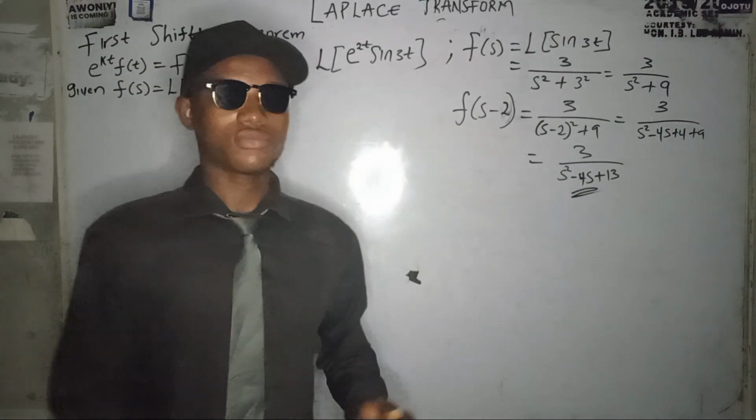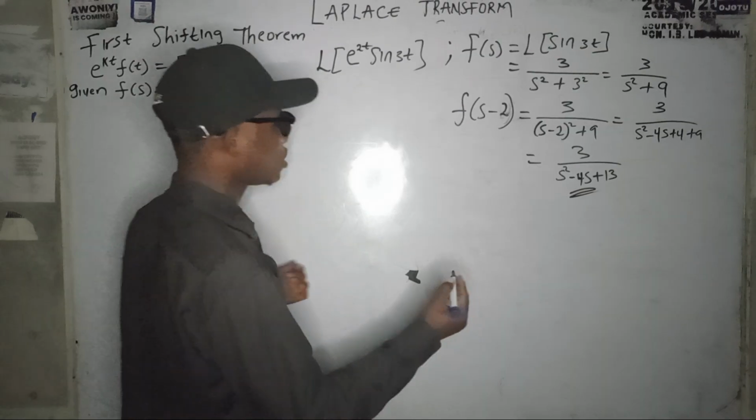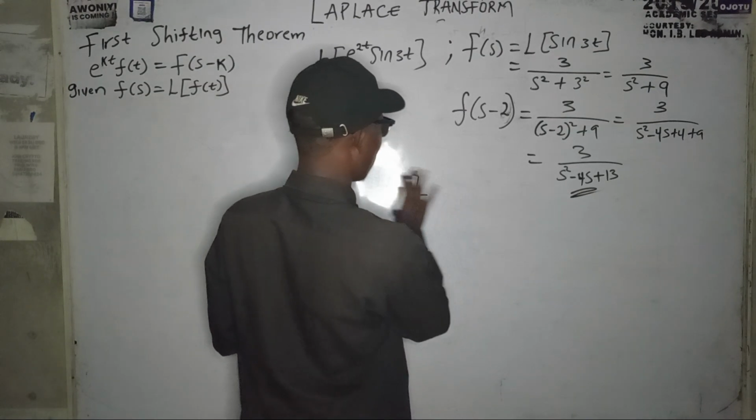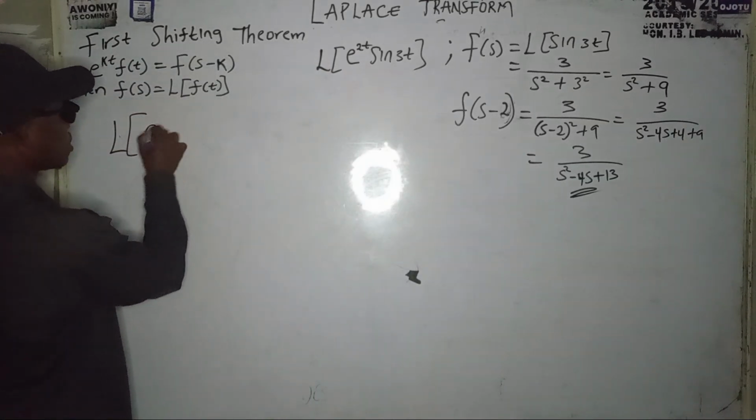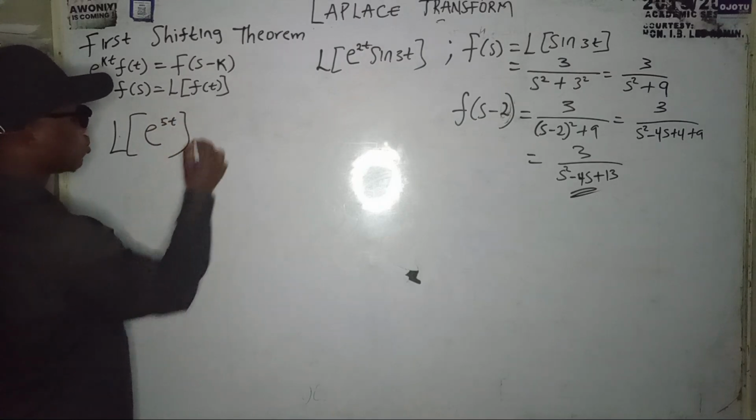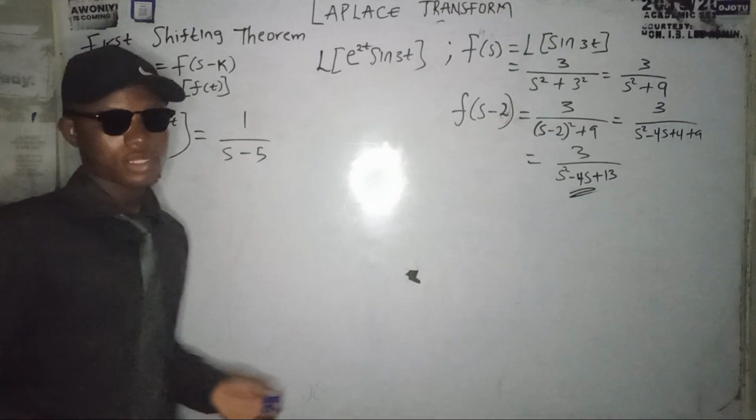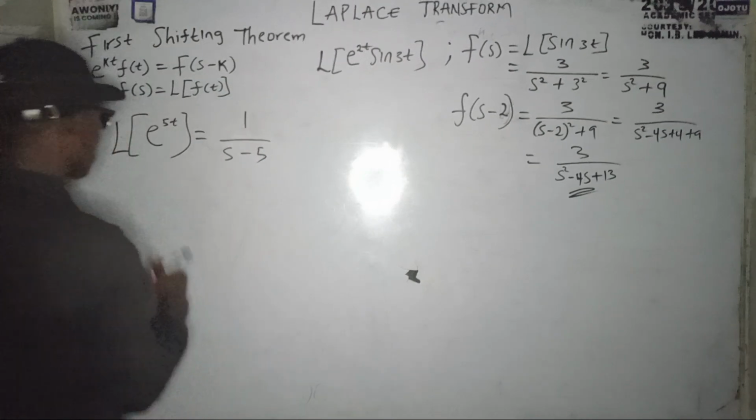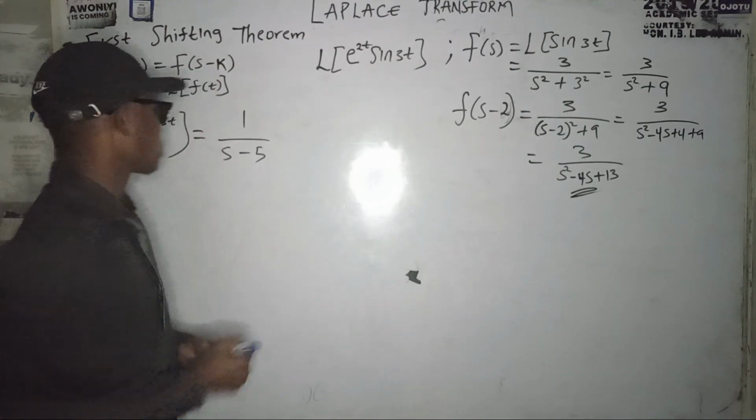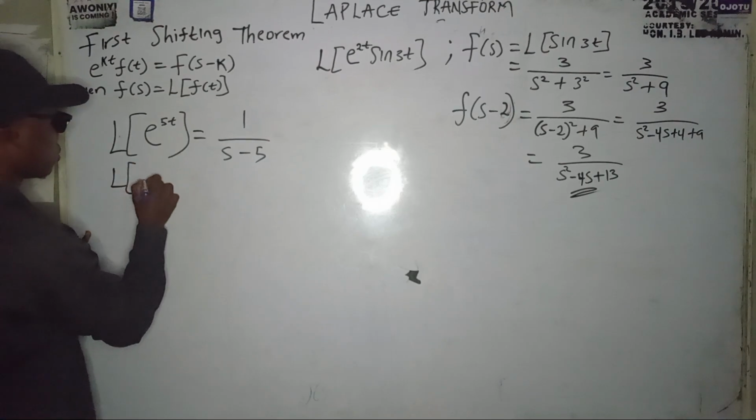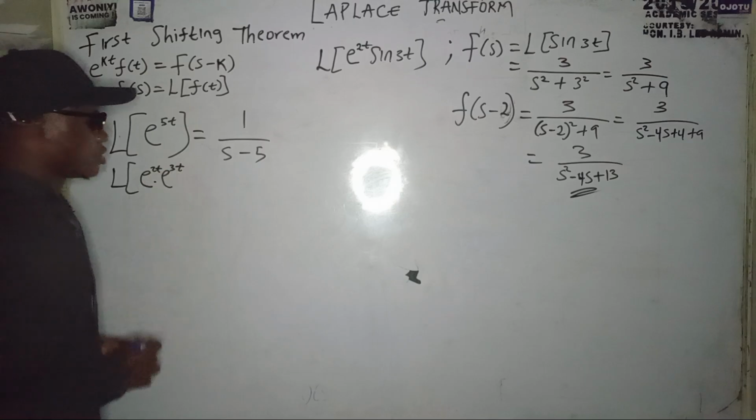We can actually prove it by putting two exponentials together. We know that the Laplace transform of an exponential, let's say e raised to power 5t, is equal to 1 over s minus 5 in a normal sense. So we can break this down to prove that the first shifting theorem is correct. We can break it into e raised to power 2t times e raised to power 3t.